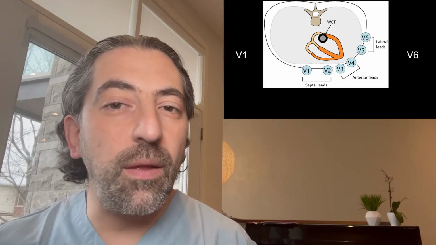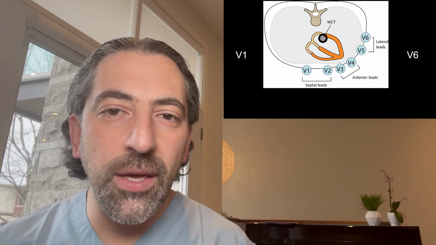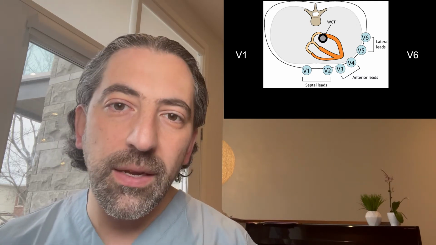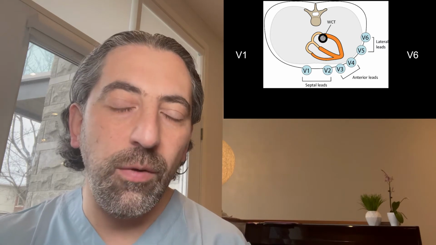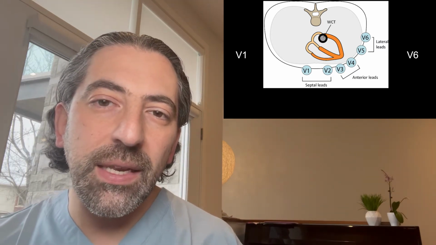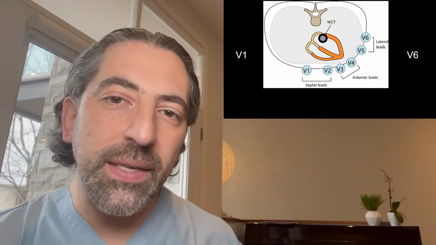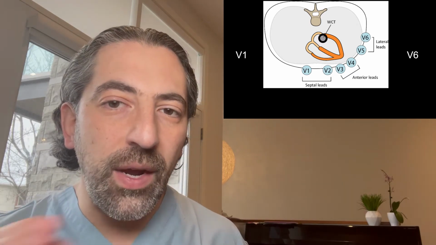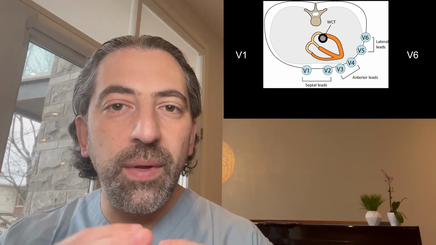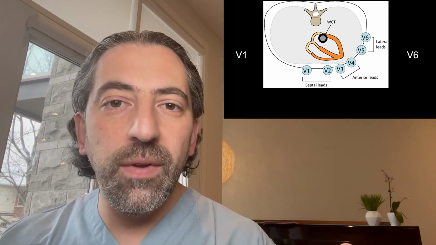Because V1 is on the right side of the heart, any depolarization proceeding left to right will be positive in V1. Conversely, right to left will be negative in V1. Because V6 is on the left side of the heart, any depolarization proceeding right to left will be positive in V6, and left to right will be negative in V6. And of course, V2 to V5 will be a smooth transition between V1 and V6.